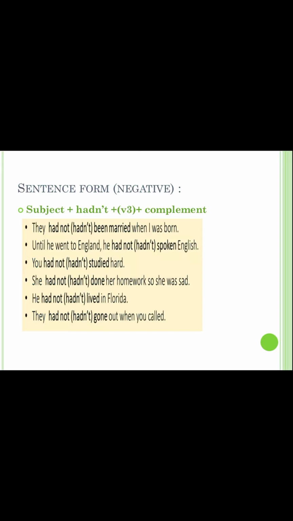She hadn't done her homework, so she was sad. So she hadn't done her homework at the beginning. That's why she was sad. So as you can see, they, he, you, or she doesn't matter because we use hadn't with all of the pronouns. And as I said, you have to memorize the past participle of the verbs because you are not going to answer the sentence if you don't know what the verb 3 of this verb is.